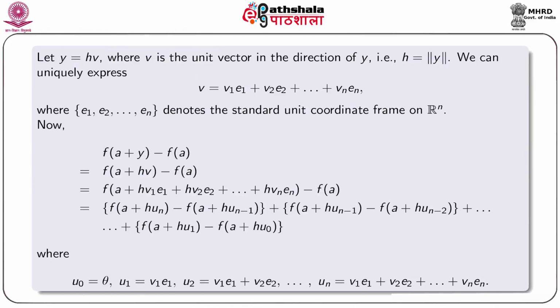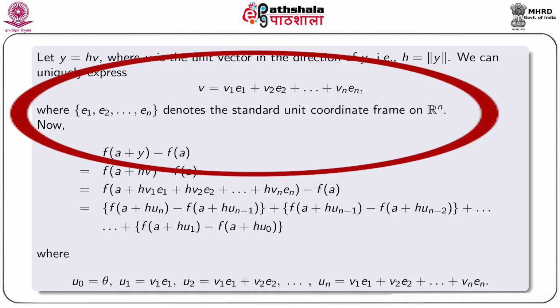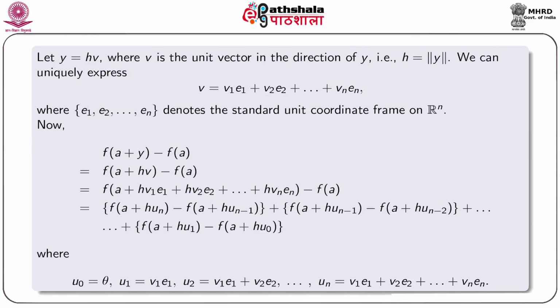Let y equal h v. Here v is the unit vector in the direction of y. We did not assume that in our earlier proof. So, in this case we have h equal to norm of y. Now, we can uniquely express v equal to v1 e1 plus v2 e2 up to vn en, where e1 to en denotes the standard unit coordinate frame on Rn.